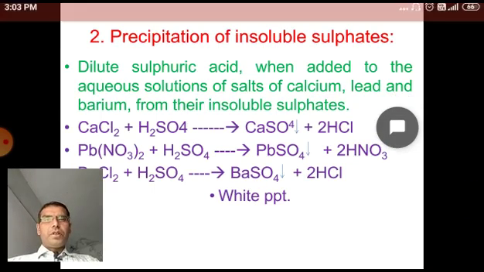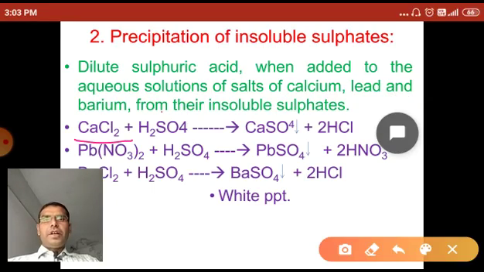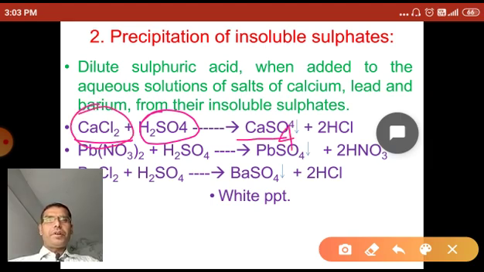So when dilute sulfuric acid is added to a solution of calcium chloride, it forms calcium sulfate, CaSO4, and produces HCl, hydrochloric acid. Hydrochloric acid is more volatile than sulfuric acid. So the sulfuric acid produces the more volatile acid.